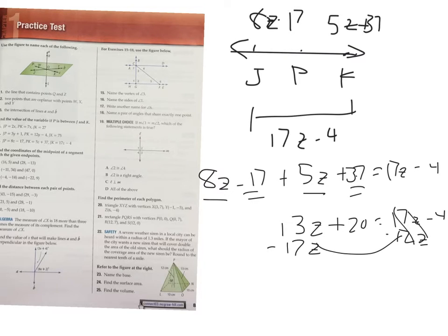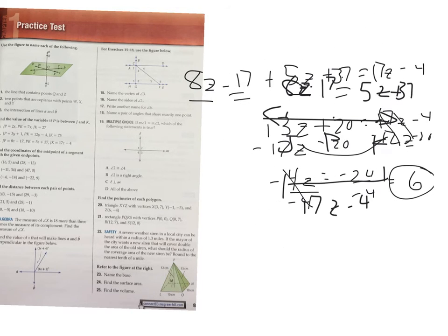These cancel. Over here it leaves me negative 4Z. Here I'm going to subtract 20 from both sides. That's going to equal negative 24. Divide both sides by negative 4. You get Z equals 6. And that would be the answer. Okay? All right. Good. That being said, I'm going to go and do the next problem.